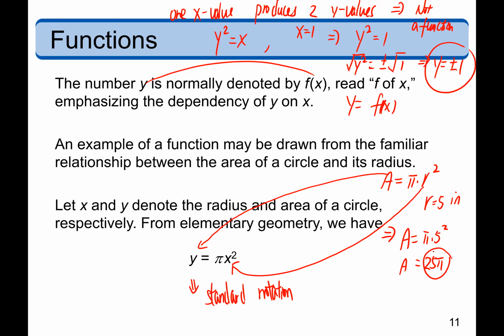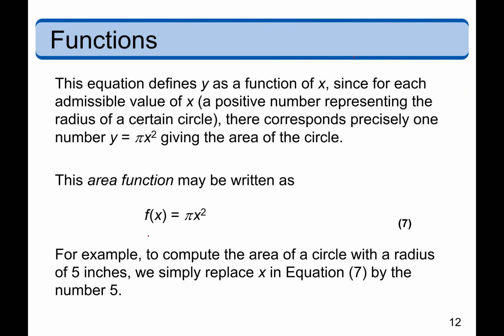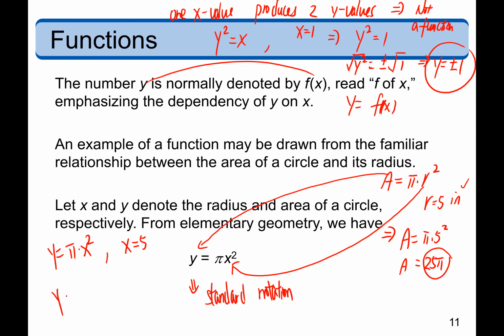So it's one-to-one. Anytime we plug in one measurement of the radius, we get a measurement for the area. Same thing here: y equals pi x squared expresses the same relationship. When x, the radius, equals 5 units, the area of the circle equals pi times 5 squared. So x becomes 5, so 5 squared becomes 25 pi. So it turned out to be the same result.